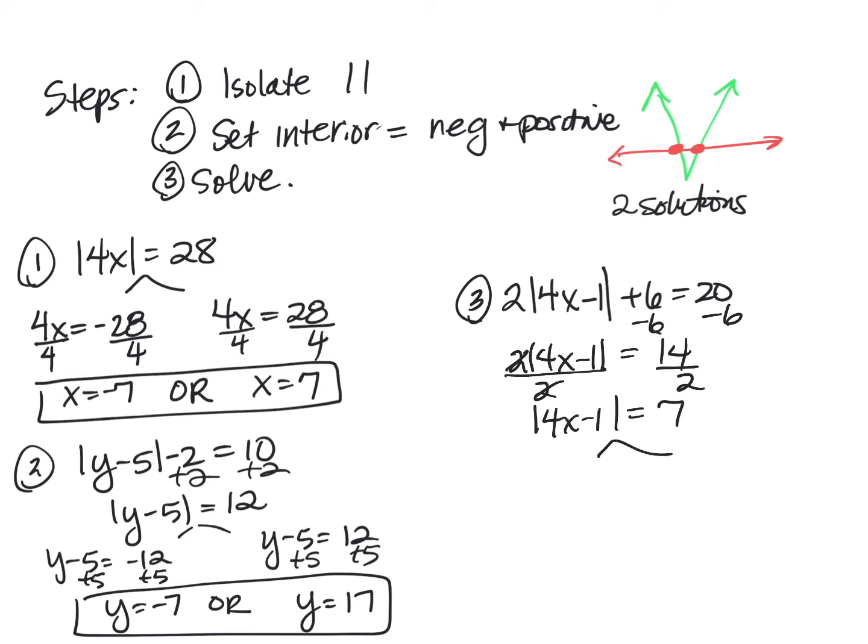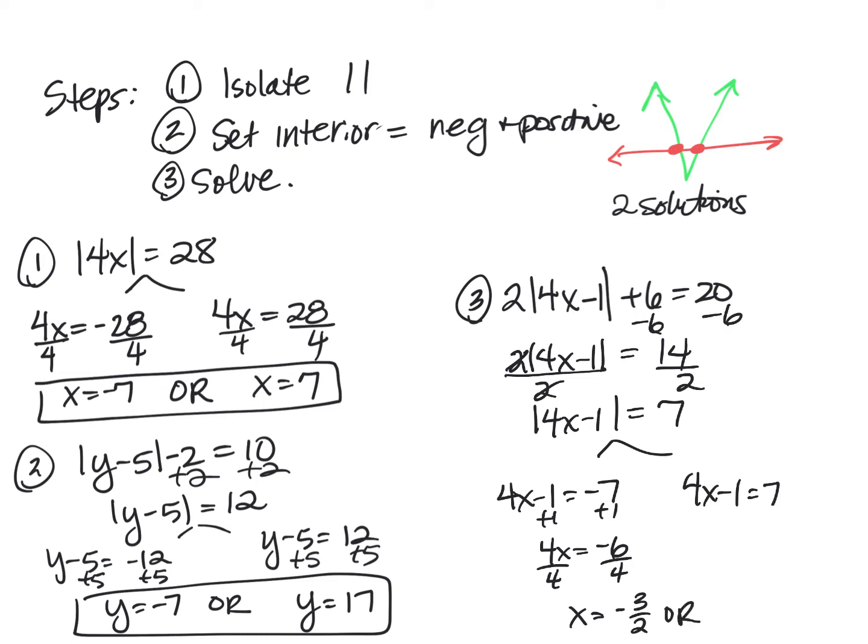Now I can split. So 4x minus 1 equals negative 7. 4x minus 1 equals positive 7. And I can clean this up. Add 1 to both sides. 4x equals negative 6. Divide by 4. X is equal to negative 3/2. Always, always reduce. Add 1 to both sides. So 4x equals 8. So x will equal 2. There's my two solutions.